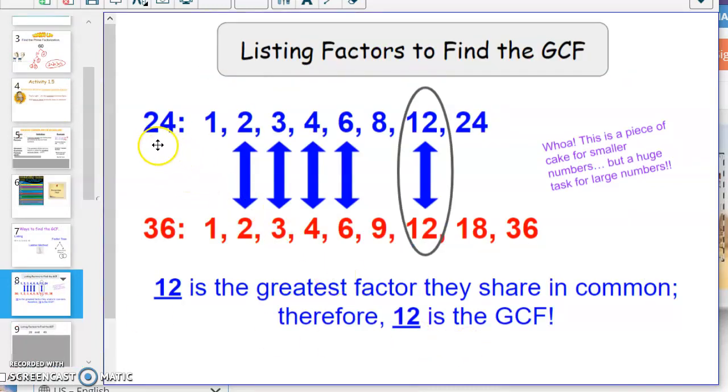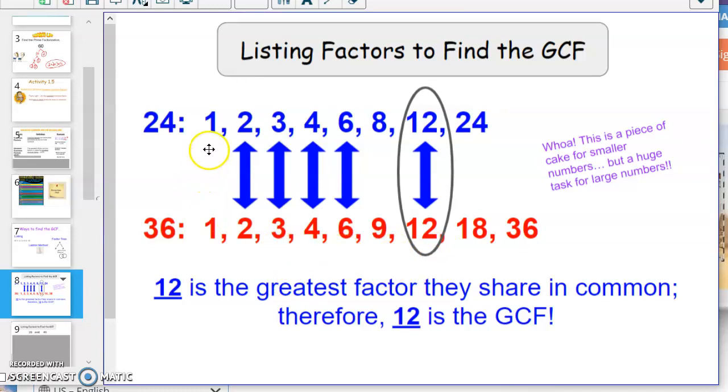Well, what you have to do for this method is you have to list all the factors of your numbers. So if I list the factors of 24, of course it would be 1 and 24, 2 and 12, 3 and 8, 4 and 6. And then all the factors of 36 would be 1 and 36, 2 and 18, 3 and 12, 4 and 9, and of course 6 times 6.